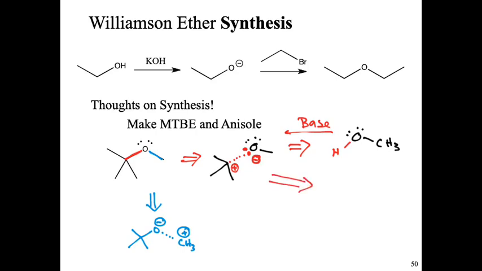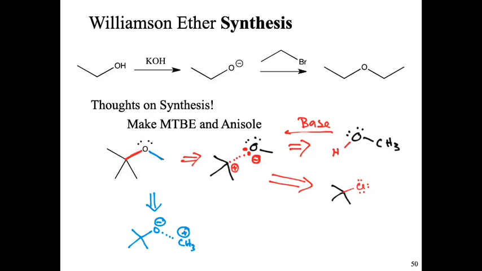How about to get that piece? Because I can't throw a positively charged structure into this. I would need a leaving group. Name a leaving group. Chlorine. Awesome. I've now identified pieces.